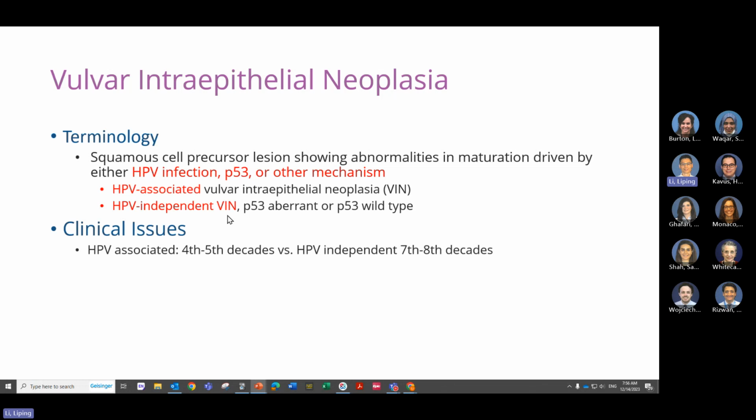And in HPV independent VIN, we also separate them. One is P53 mutation, the other one is P53 wild type. And then the clinical issue is that HPV-related lesions happen in younger patients, usually 40 to 50, and HPV-independent VIN happens in older age, like 70 to 80.